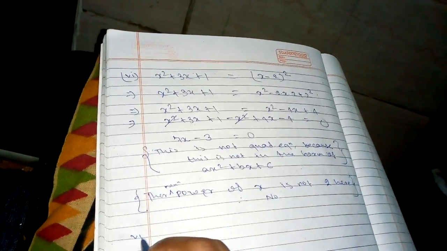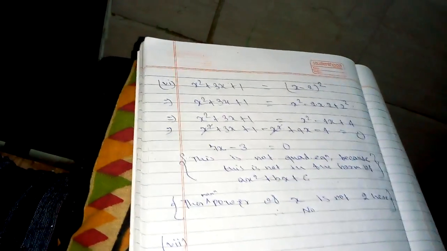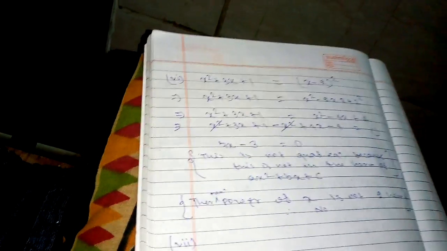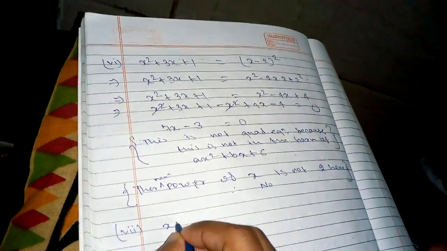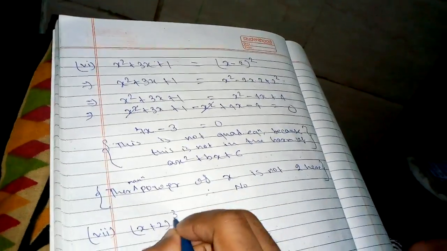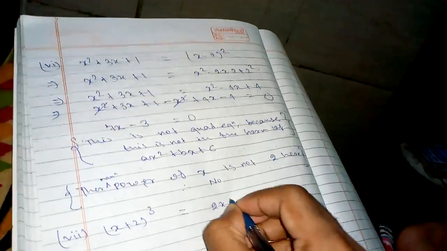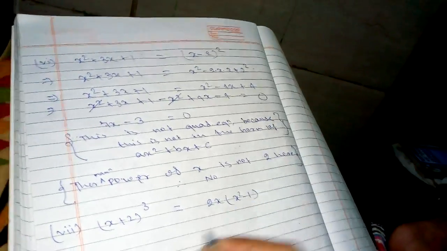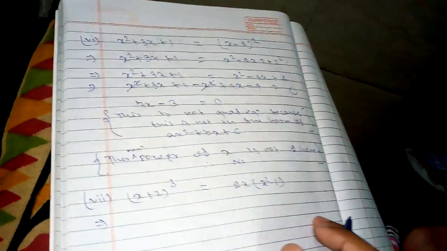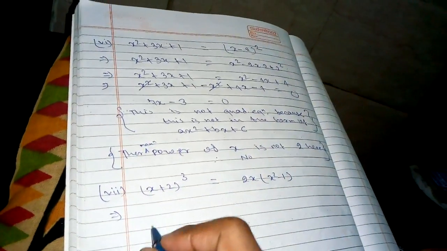And question number 7, what is it asking? Question number 7 is telling us x plus 2 to the whole cube is equal to 2x into x square minus 1. Open the bracket by applying a plus b to the whole cube. What is the formula of a plus b to the whole cube?